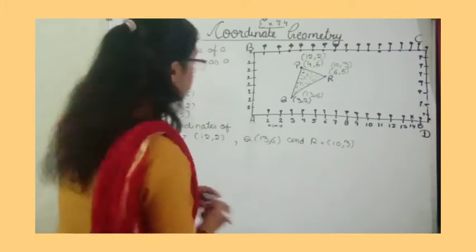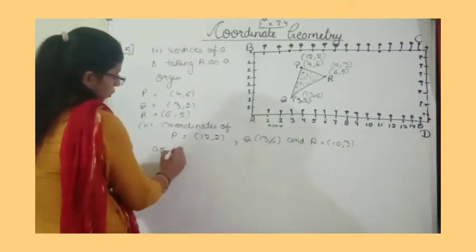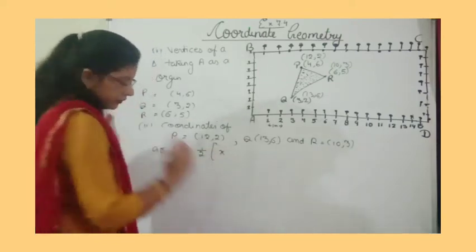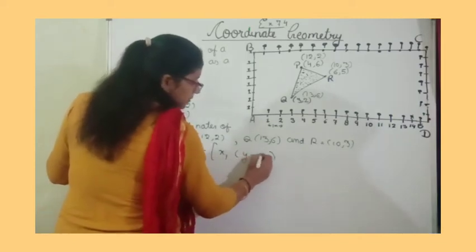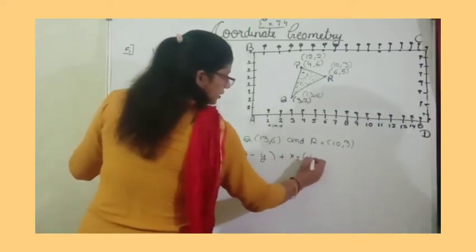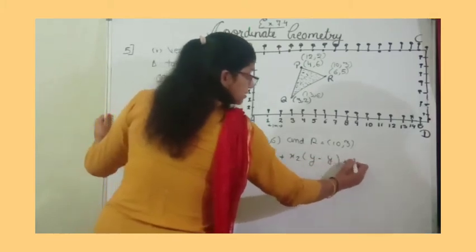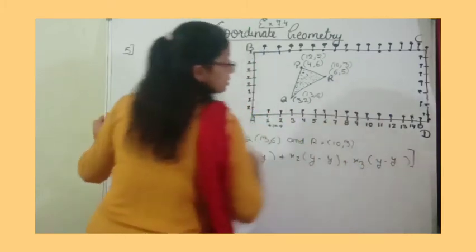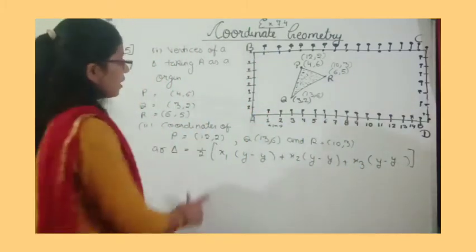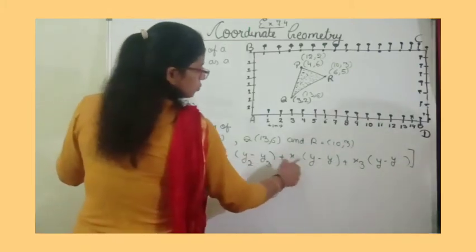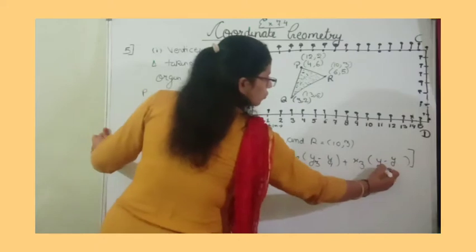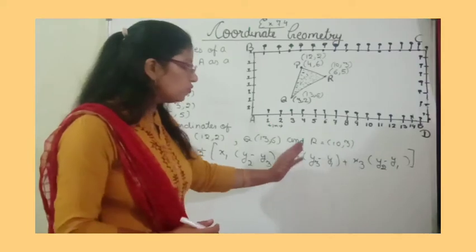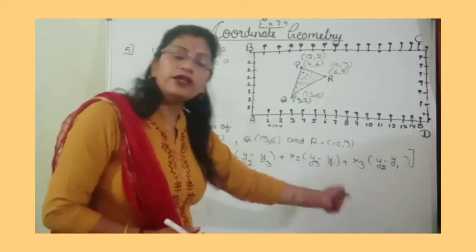Again I am writing it for you. There is a method of learning also. Area of triangle is equal to half times x1 (y2 minus y3) plus x2 (y3 minus y1) plus x3 (y1 minus y2), bracket closed. This is the area of the triangle. I told you to write in sequence: 1, 2, 3; 2, 3, 1; 3, 2, 1.